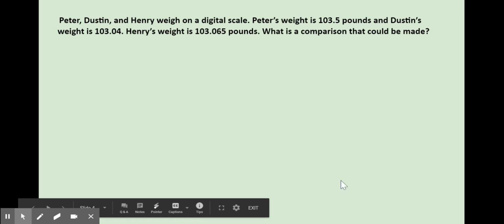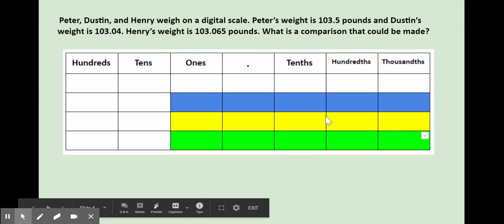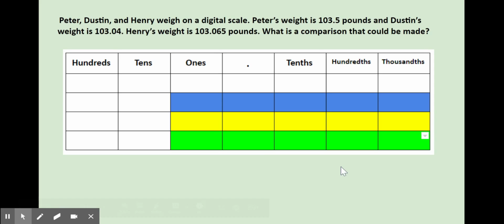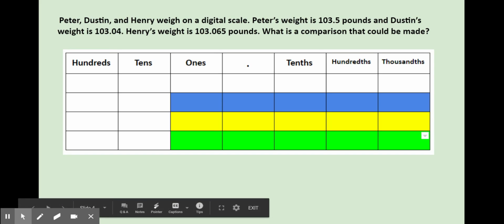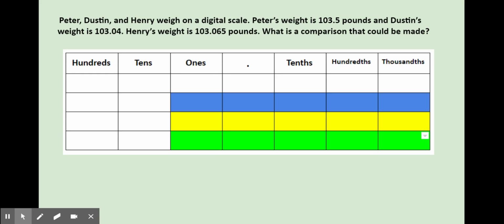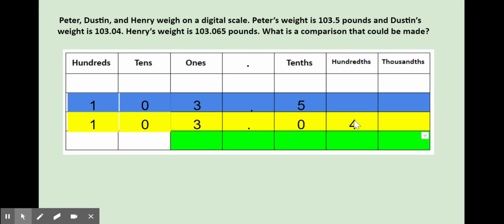And just like comparing two numbers, when we compare a list of numbers, we still want to stack the numbers, and we can use a place value chart. So now let's start with putting Peter's weight into our place value chart, making sure that we line up all our numbers. And then we're going to put Dustin's weight underneath Peter's weight. So we're stacking and make sure we put our numbers in the correct place value. And then we'll put Henry's weight in.